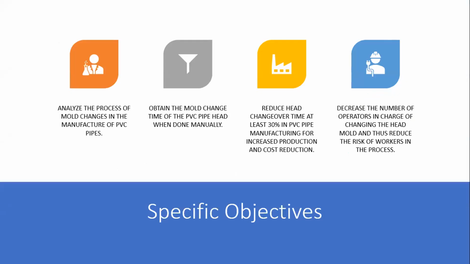In the specific objectives, there are 4 of these. The first one is to analyze the process of mold change in the manufacturing of PVC pipes. The second is to identify the mold change time of the PVC pipe head when done manually. The third is reducing the head changeover time by at least 30% in PVC pipe manufacturing for increasing the production and cost reduction. And the last one is to decrease the number of personnel in charge of changing the head mold and thus reduce the risks to workers in the process.